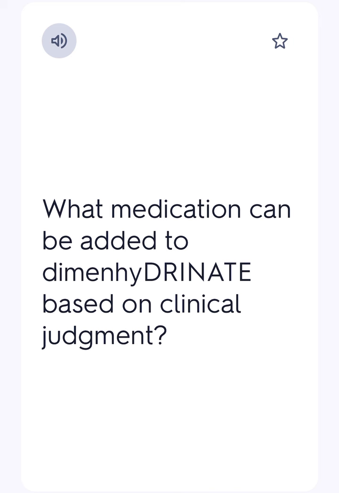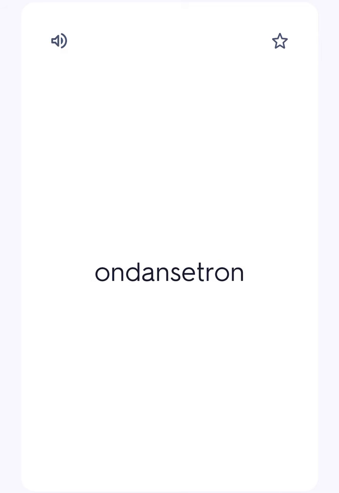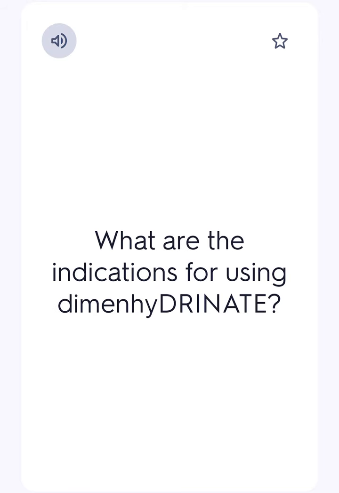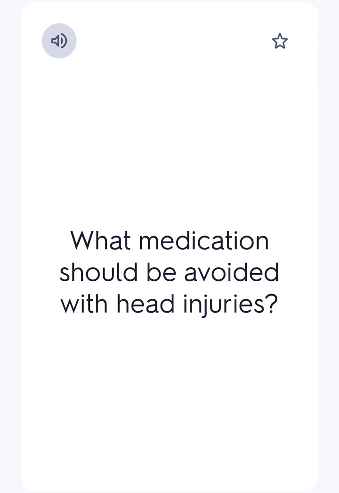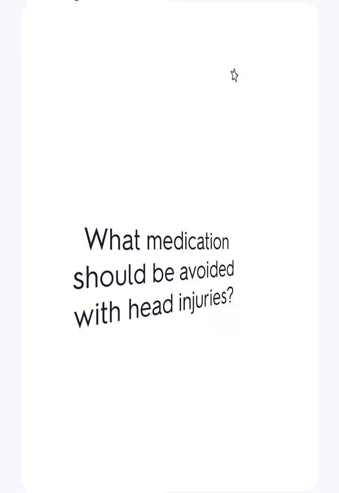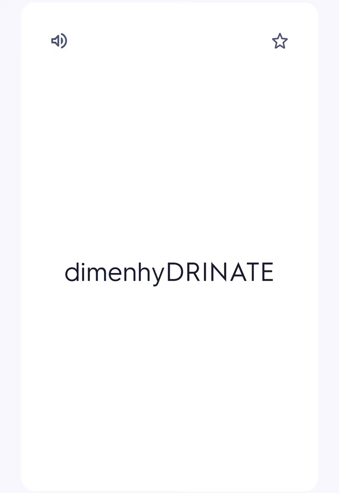What medication can be added to dimenhydrinate based on clinical judgment? Ondansetron. What are the indications for using dimenhydrinate? Motion sickness or vertigo, upset stomach due to food ingestion, hyperemesis for a pregnant patient, caused from drug interactions, head trauma. What medication should be avoided with head injuries? Dimenhydrinate.